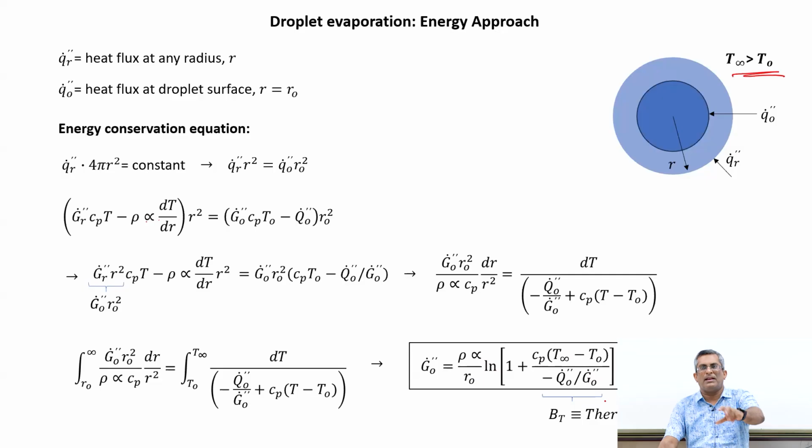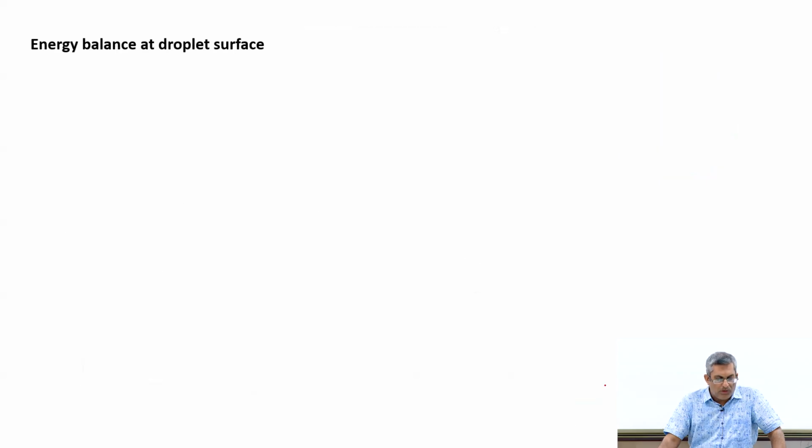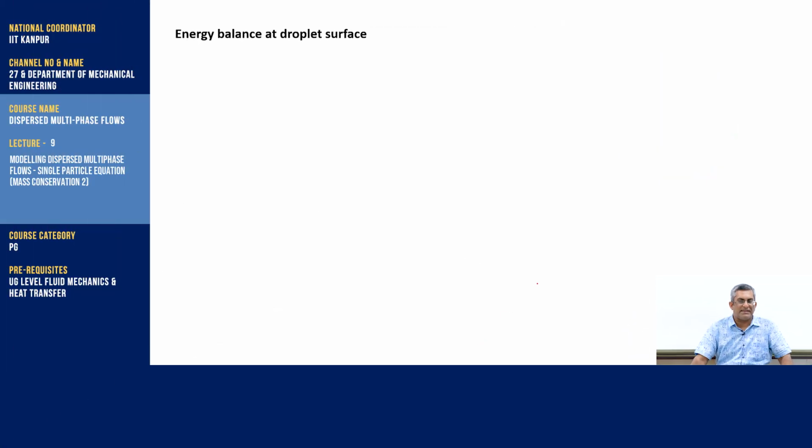So according to energy transfer analysis, the process that drives the evaporation process is basically the temperature gradient. Earlier it was the gradient in the vapor mass fraction, and now it is the temperature gradient. Okay, and now if we do an energy balance at the droplet surface, what do we get? Let's see.